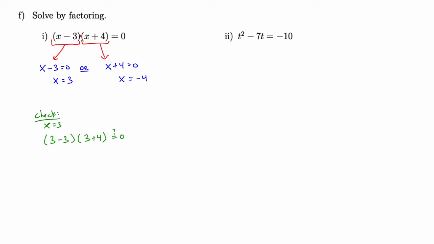Well, in the first set of parentheses, 3 minus 3 is 0. In the second set, 3 plus 4 is 7, and we do know that 0 times 7 is actually equal to 0. So 3 definitely checks out as a solution.